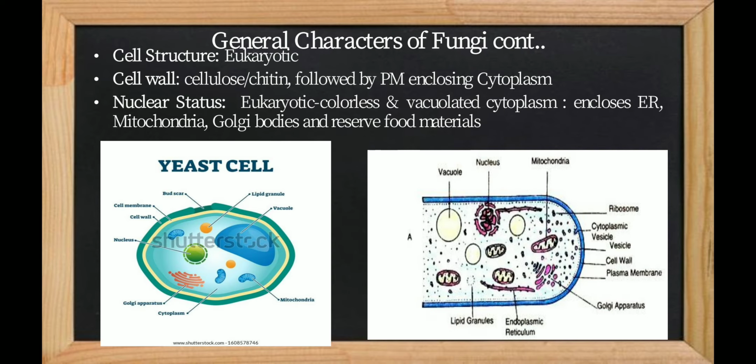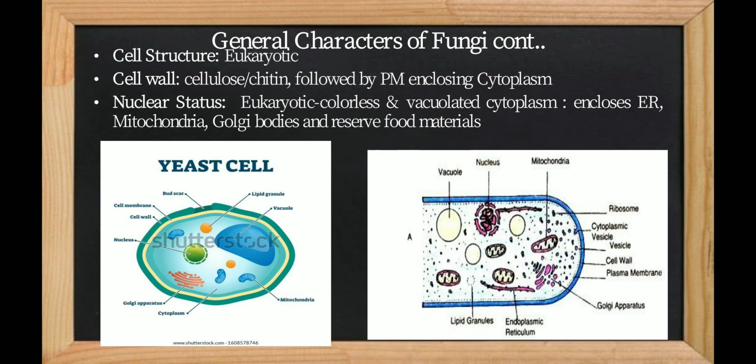Coming to the cell structure. Usually when examined under the microscope, each hypha looks like a transparent tube-like structure. The composition of the cell wall is variable. Mainly the cell wall is made up of the fungus cellulose, which is called chitin, followed by the plasma membrane enclosing the cytoplasm.